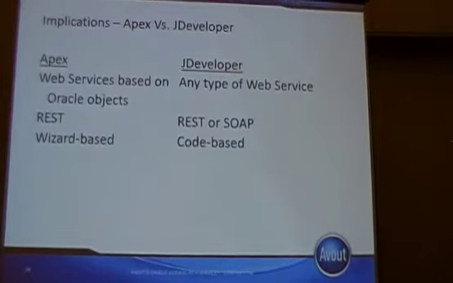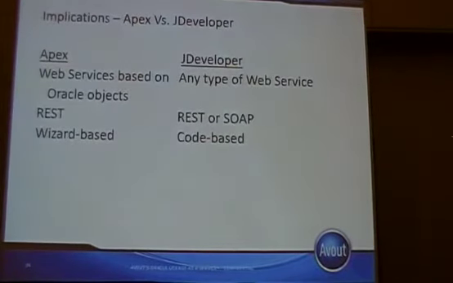Apex builds web services based on Oracle objects. That's the key. I cannot base a web service in Apex off of anything. JDeveloper, I can do it off of anything. I can write it off a flat file. I can write it off of business logic that I put inside my Java code. I can do anything. Apex builds web services based on Oracle objects, tables, views, procedures, and functions, that type of thing.